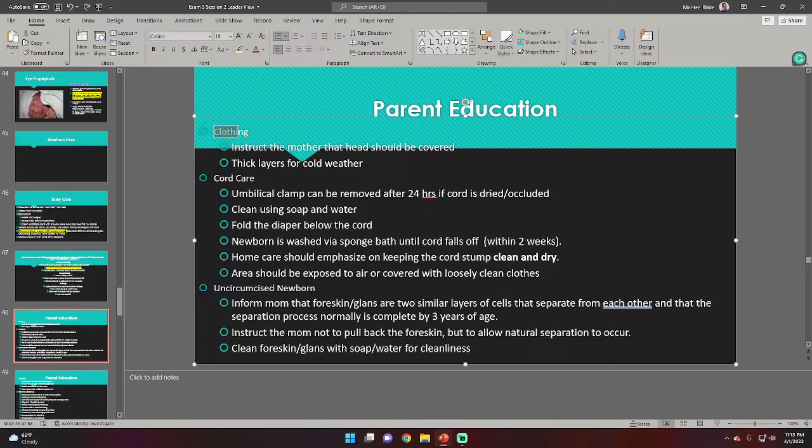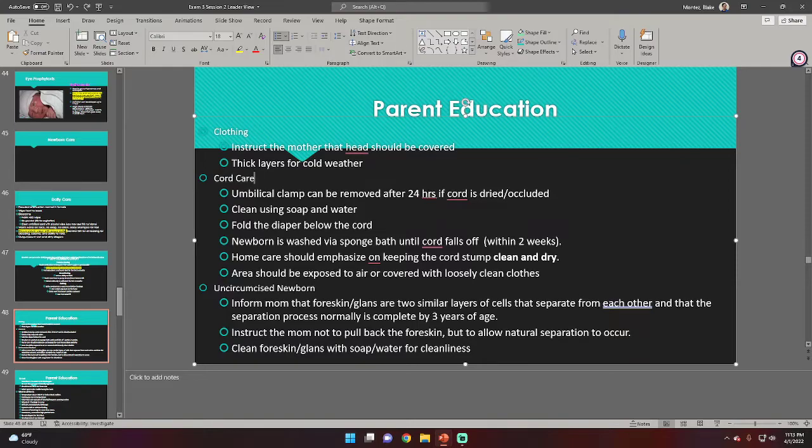Within clothing, we're teaching them that their head needs to be covered. Do thick layers for cold weather. I was taking OB during the freeze, and I just worried for the babies that I saw in clinical during or right before the freeze, because I was just thinking, oh, these people might have lost power, things like that. With cord care, we're doing the umbilical clamp.